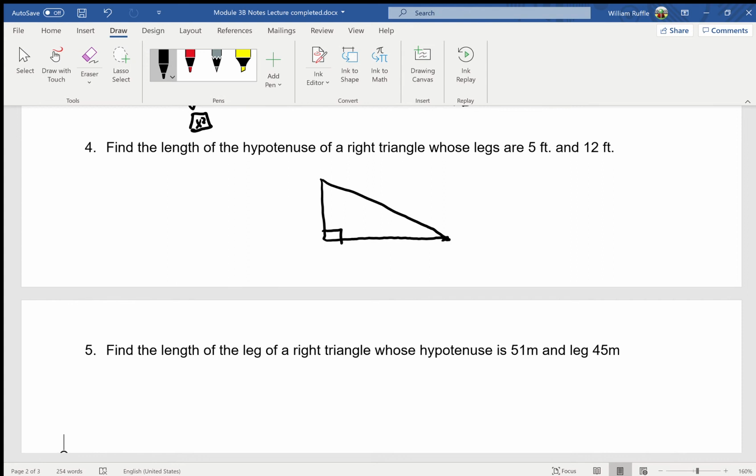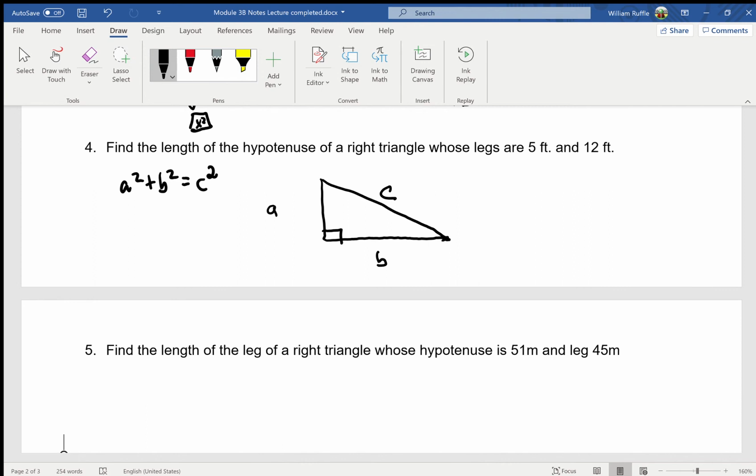Remember, the hypotenuse is always opposite the right angle. So this is C. And the legs are always A and B, and the A and B are interchangeable. If you remember the Pythagorean theorem from earlier, it is A squared plus B squared equals C squared.